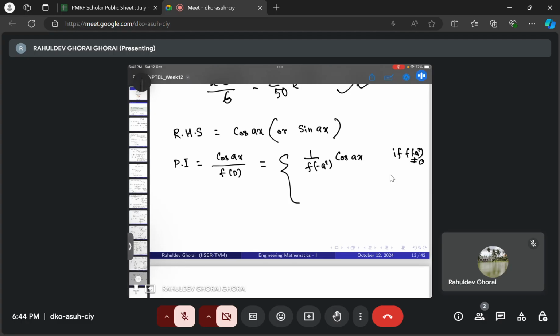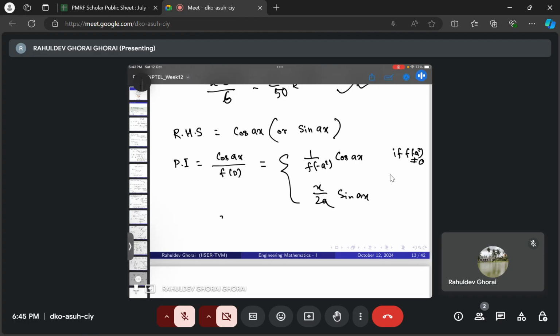For cos ax, it will be x over 2a sin ax. For sine it will be different, cos, and for cos it will be sine. Okay. Yeah, so that you can find out easily by putting the value of x.